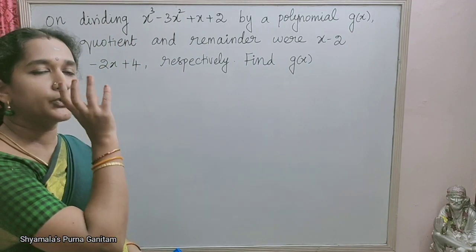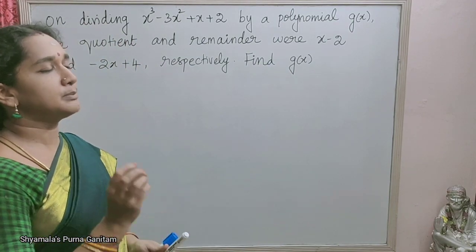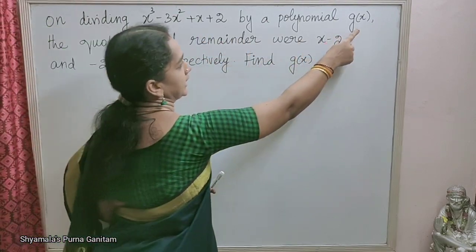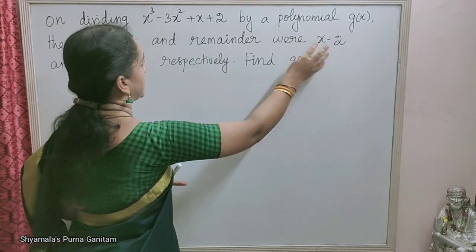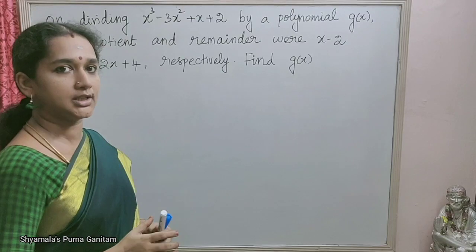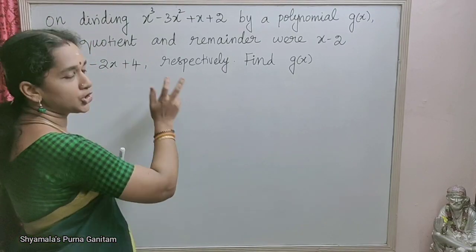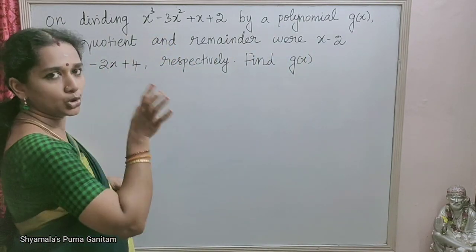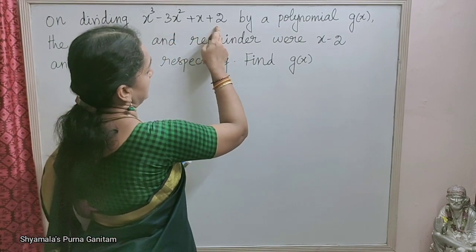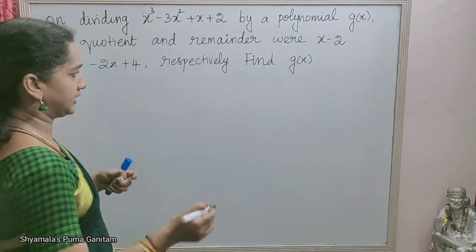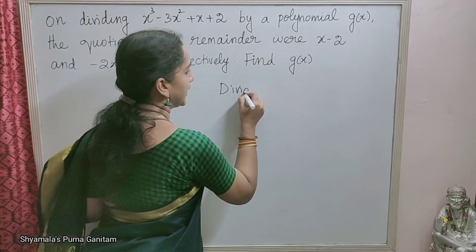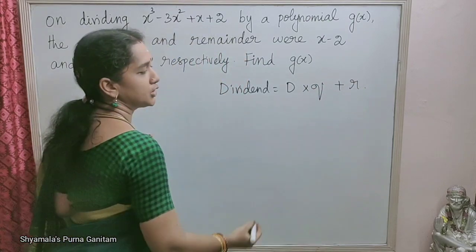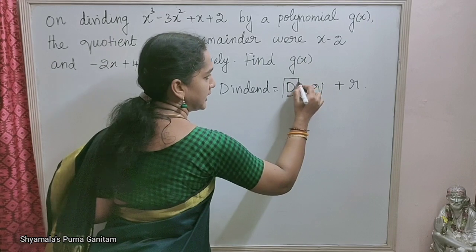Find g of x. So for doing this sum, before doing this sum, a simple example I will give you. The dividend is given. You are asked to find the divisor. Simple. The other two things are given, that is, the remainder and the quotient are given. We know the condition that dividend is equal to divisor into quotient plus remainder. So you are asked to find the divisor.